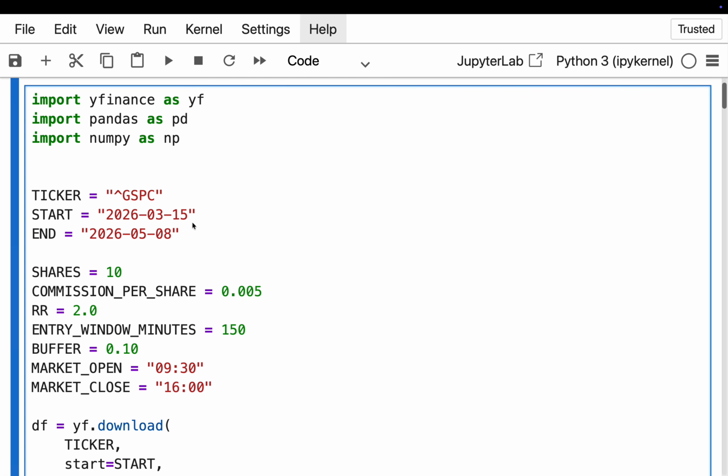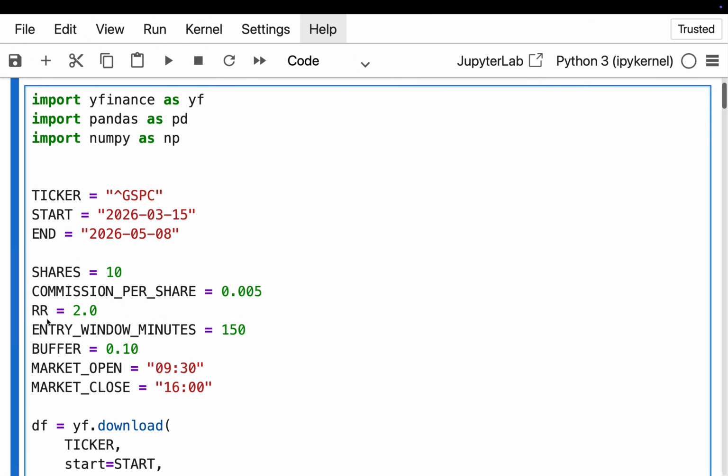Date range is mid-March to today, and we are trading 10 shares per position with half a cent commission per share each way, so 1 cent round trip per share, 10 cents total per trade. Pretty low, pretty small, but we account for it.